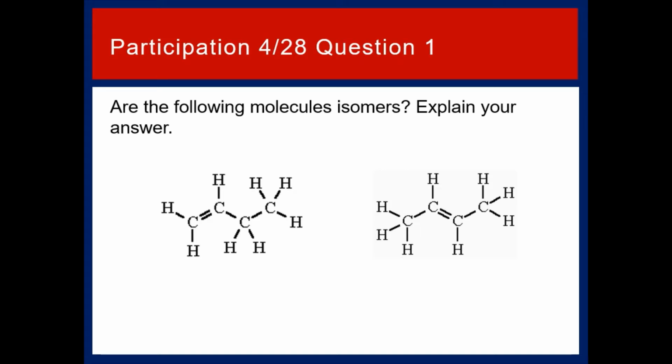Let's get some practice. Question 1 for participation 428. Are the following molecules isomers? Explain your answer. So I have 2 molecules, a Lewis structure right here, and a Lewis structure right here. I would like to know yes or no, are they isomers? And I would like you to explain your answer. This is the first question from participation 428.